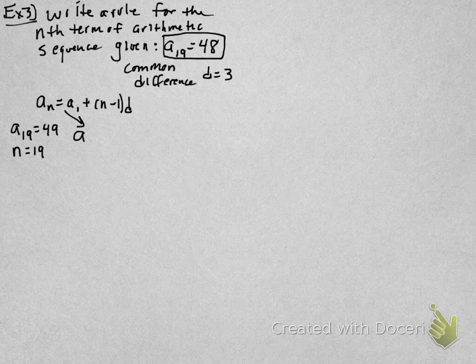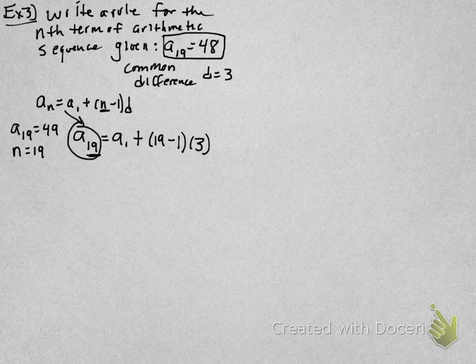So what I'm going to do is use this formula, and instead of a sub n, I'm going to say, all right, my 19th term, or a sub 19, is going to be equal to a sub 1, which I still don't know. But instead of saying plus n minus 1, if I'm plugging in 19, my n value here is now 19, take away 1, times the common difference, which is 3. So I really have a sub 19. I know what this number is. It's 48. So I can change this into 48 equals a sub 1 plus 19 take away 1 is 18 times 3. I think you see where I'm going now.